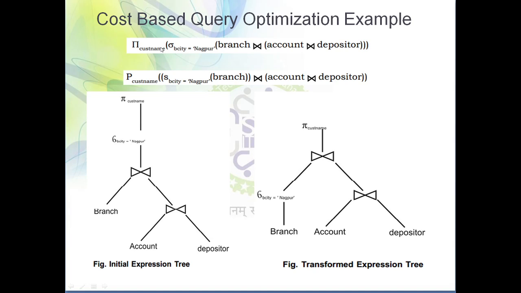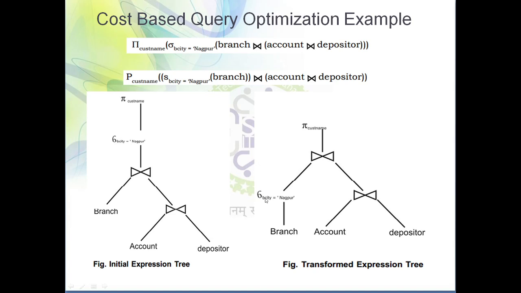This is the query, and as I told you, query optimization takes place at the relational algebra level. So I have written 2 relational algebra queries. In relational algebra query 1, first I perform the join operation between account and depositor, then with the branch, and then I apply the condition that the city should be Nagpur and find the customer name. And this is the alternate way of evaluating this query, where first of all we are doing 2 operations in parallel at the same time.